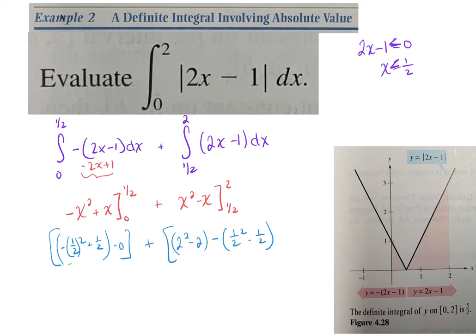This guy becomes -1/4 plus 1/2. This becomes 2 minus 1/4 minus 1/2. This is 2/4. So -1/4 plus 2/4 is just 1/4, right? Everybody see what I'm doing with my fractions?